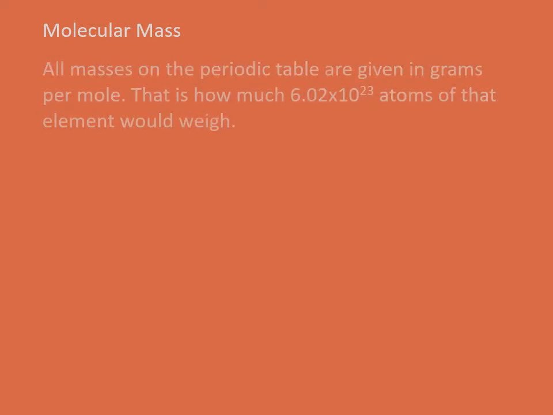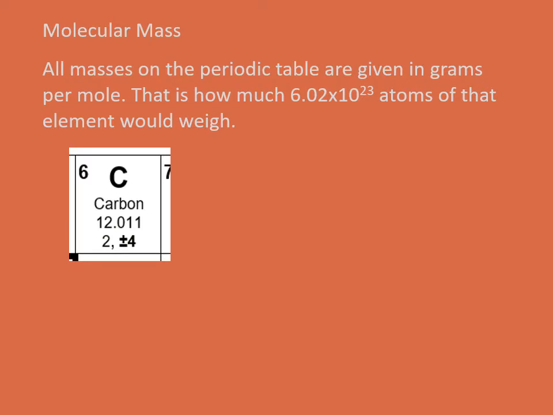Molecular mass. All masses on the periodic table are given in grams per mole. That is how much 6.02 times 10 to the 23 atoms of that element would weigh. If I look up carbon, it says 12.011. That is how much 6.02 times 10 to the 23 atoms of carbon would weigh in grams.